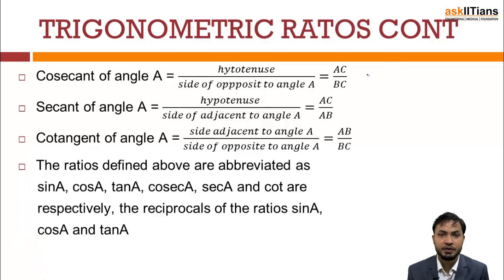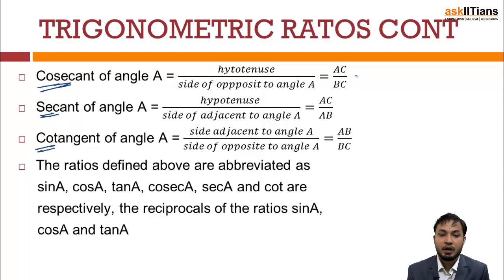Alongside the three basic trigonometric ratios, we have the cosecant of the angle, secant of the angle, and the cotangent. This is sec theta, this is cosec theta, and this is my cot theta.